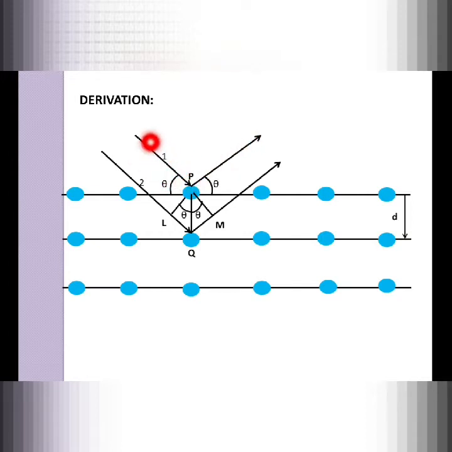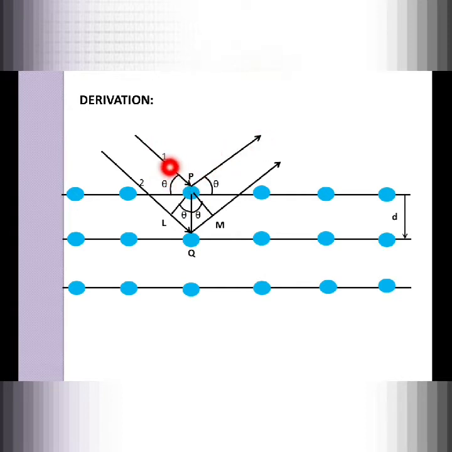This is ray 1, which is reflected from this plane, and ray 2 is reflected from the plane just below the previous plane, and these two planes are parallel. Ray 2 is reflected by this atomic electron or atom, and the condition for constructive interference is that the path difference, that is, LQ plus QM, will be equal to an integer multiple of lambda. Lambda is the wavelength of the X-ray used. It is the main thing for the diffraction, or for the constructive interference, to happen.